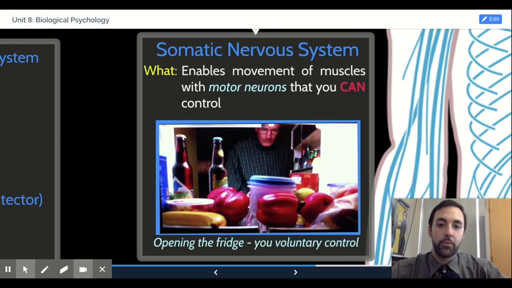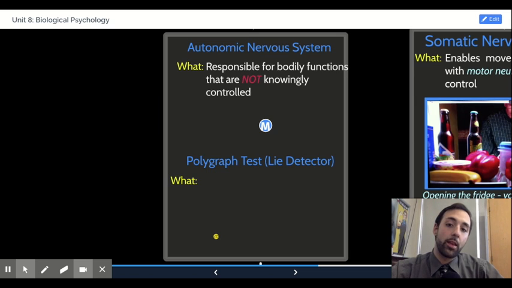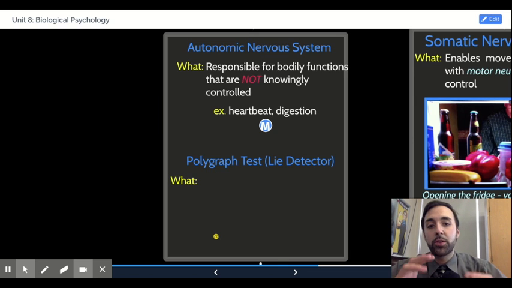All of those are examples of movement enabled by the somatic nervous system and the motor neurons in our body that we have voluntary control over. But there are also other neurons in our body. A variety of the neurons in our body produce automatic bodily functions that we do not readily sit here and control. Those are part of what are called the autonomic nervous system.